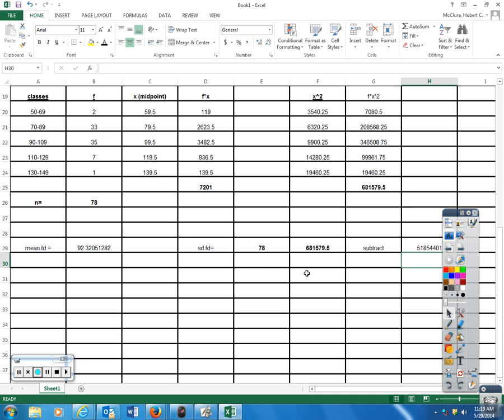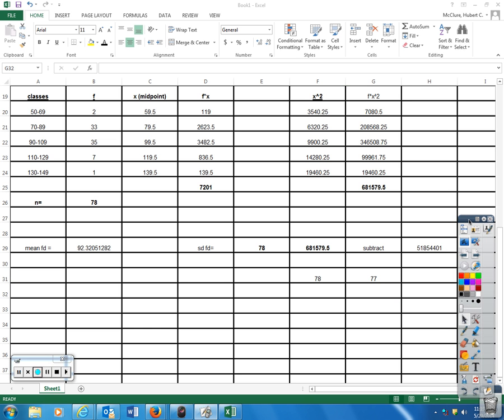And all of this is over n times n minus 1. So, move this over a little bit. This right here is your standard deviation: n times the summation of f times x squared minus the summation of f times x quantity squared, over n times n minus 1.